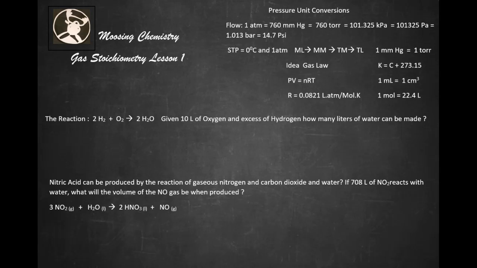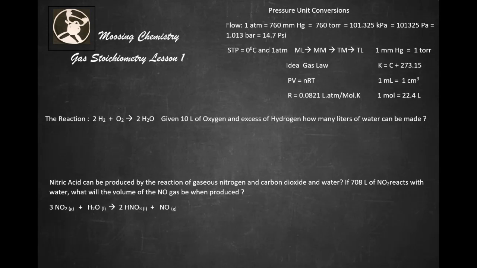Gas stoichiometry invokes both gas laws and the concept of stoichiometry, which we discussed earlier this year. The reaction is 2H2 plus O2 yields 2H2O. Given 10 liters of oxygen and excess hydrogen, how many liters of water can be made?